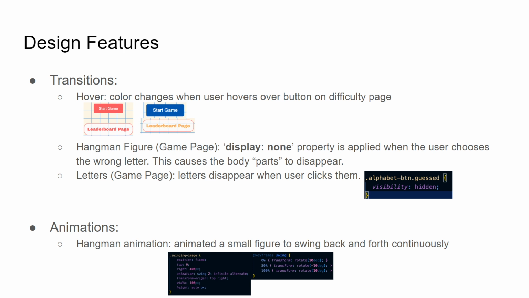Then we also have the hangman figure, which is on the game page. We used the property display none, which is applied when the user chooses the wrong letter. Basically, when they choose the wrong one, that causes a body part of the hangman figure to disappear. Then for the letters on the game page, once the user clicks on each one, we use the visibility hidden property so that they can no longer access it and they can remember what they had chosen already and what they had not. An animation that we included was the hangman animation on the sign in and login page. We animated a small figure to swing back and forth continuously, to give the page a little bit of character.